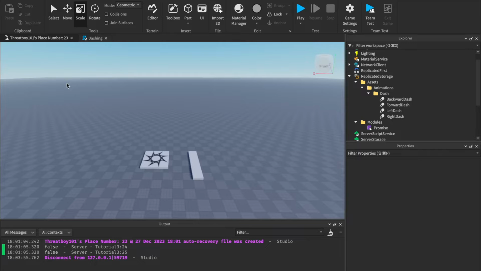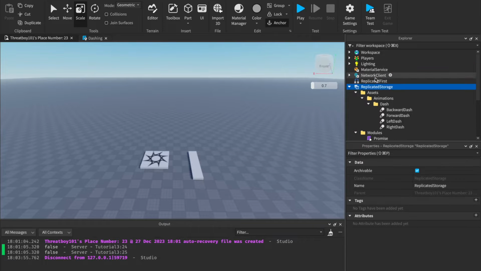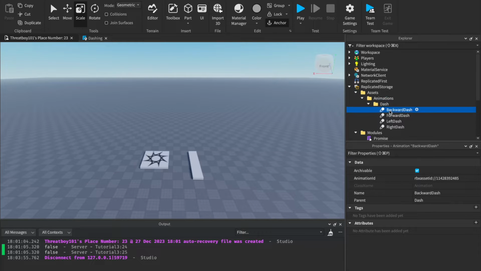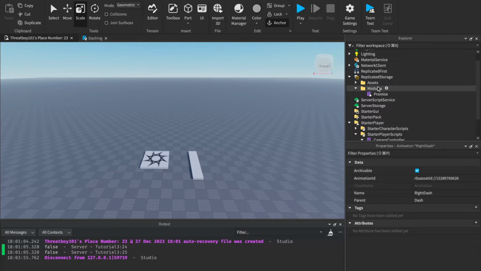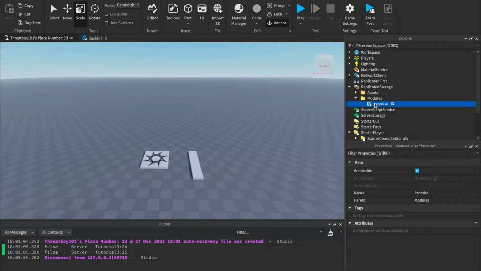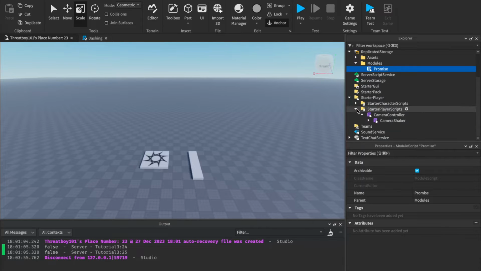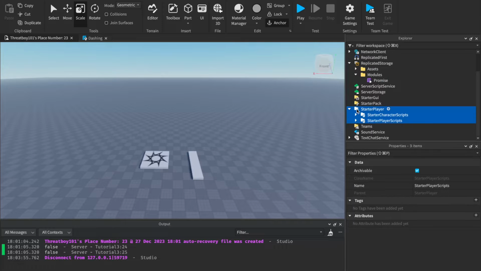Before we get to coding, I should show you what all the assets are that we are using. So for one, we have our animations, our dash animations. And as I said before, we have a backward, forward, left, and right. And we will be using one module called the promise module. And we're going to be invoking on that quite a bit in this tutorial. So I will link the promise module down in the description box below. But otherwise, I think we are good to start.